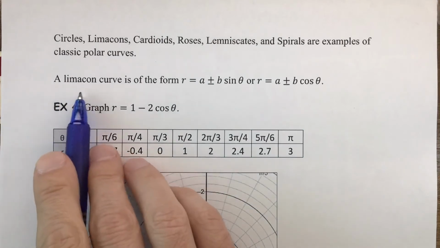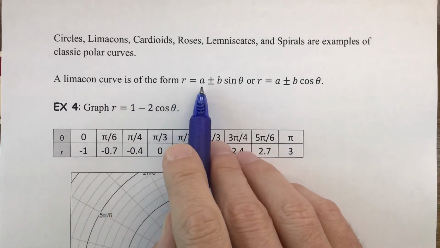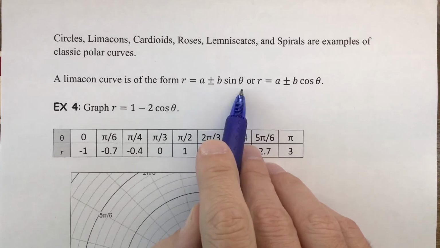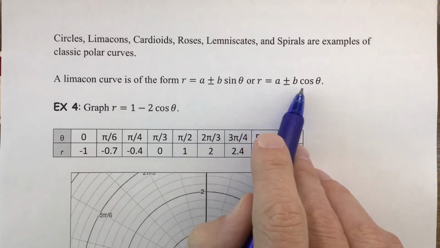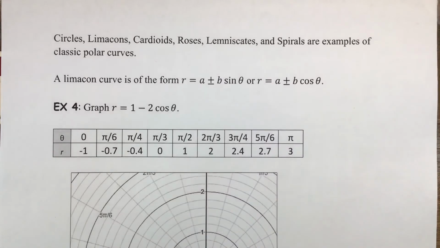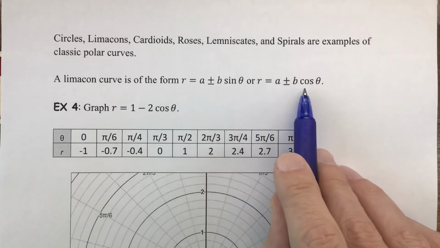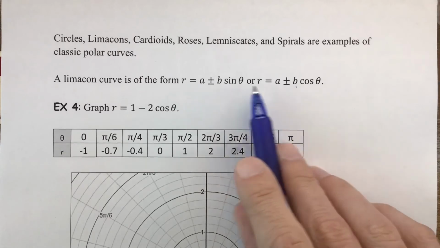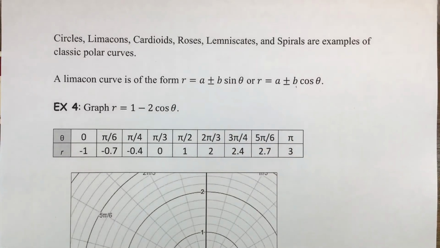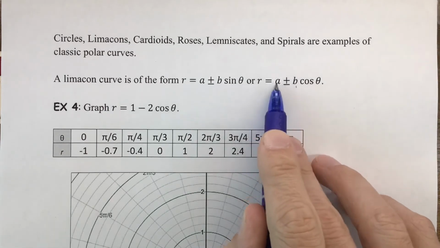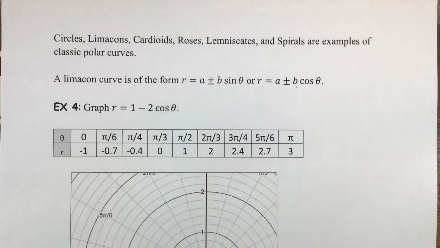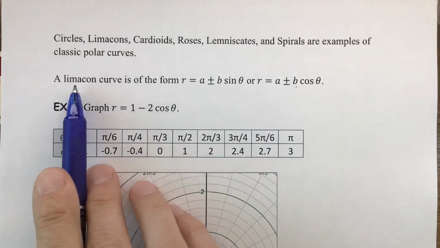All right, a limaçon curve is of the form r equals a plus or minus b sine theta, or r equals a plus or minus b cosine theta. So the difference between this and the circle, at least when you look at the equations, is that you have this extra piece in the front. We did see that if you just had a factor on either the cosine or the sine, that would enlarge the circles, or if you had a fractional number, then it would compress it. So we have this extra little piece here, which does significantly change the picture, and you get a different shape.